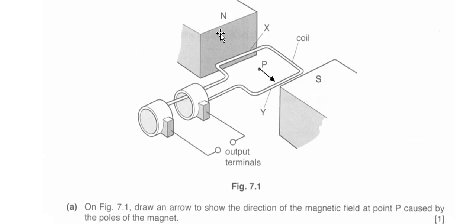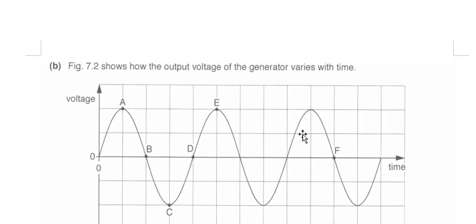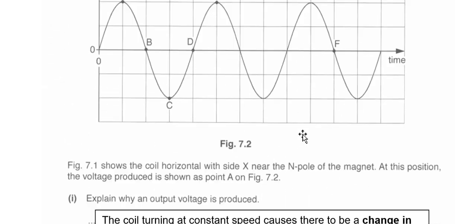magnet. So this is north and south. So clearly the magnetic field is from north to south. So at P, direction is towards the south. Okay, so we have the output voltage of the generator measured with respect to time.